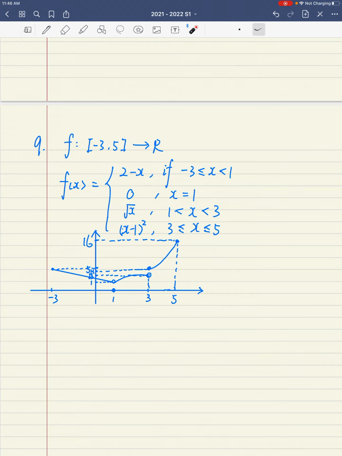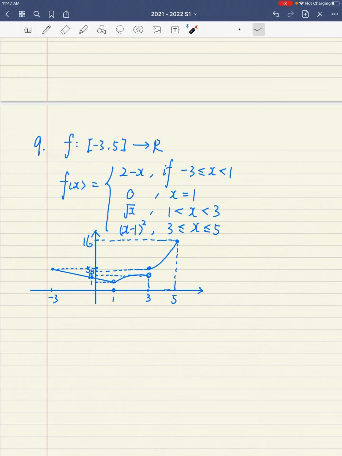The most important thing is the boundary cases: whether a boundary is included in a part or not. If the boundary is included in the curve, you use a dot. If the boundary is not part of the curve, you draw a hollow circle. So that's the first question.